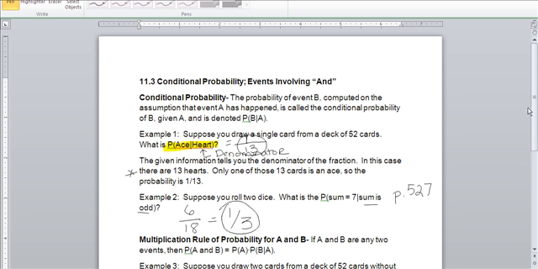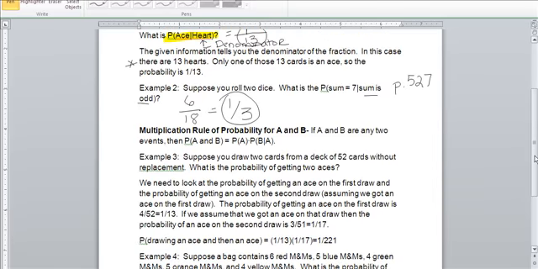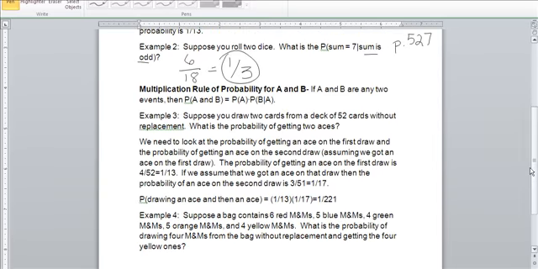So again, our condition is telling us what the denominator is. And then when we think about that, when we restrict our attention to those particular items, we want to count how many of them meet the first part of the conditional probability.